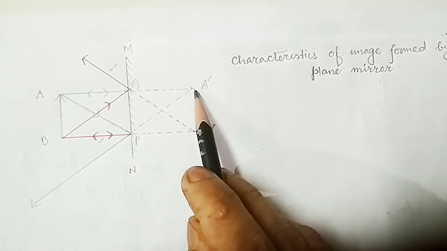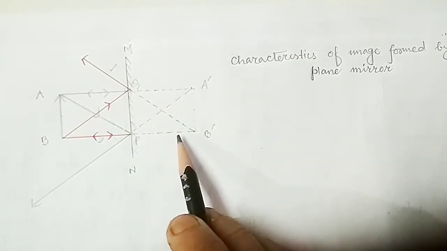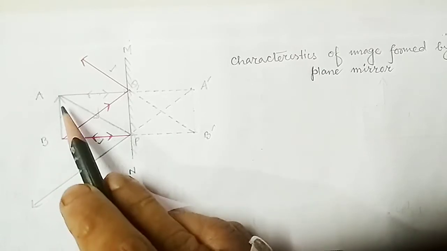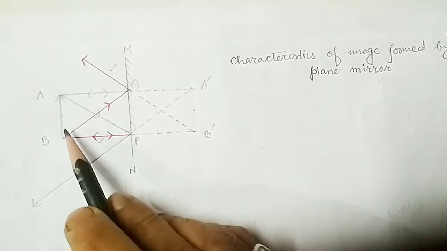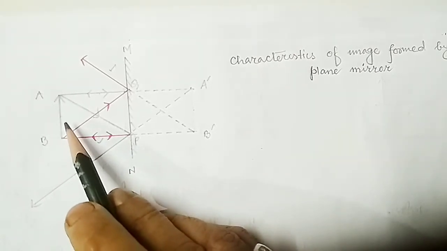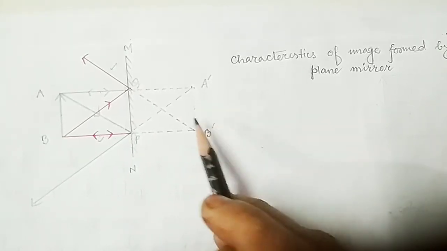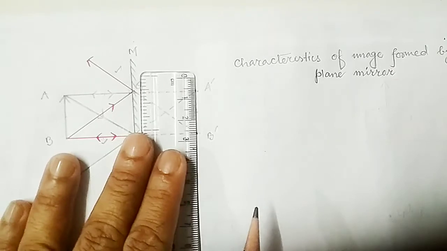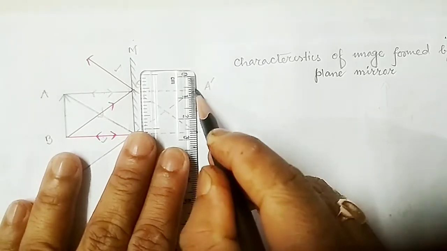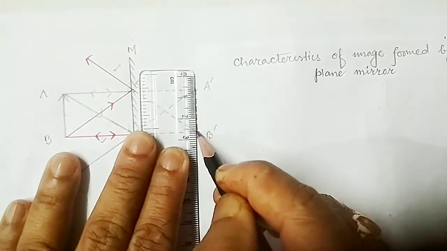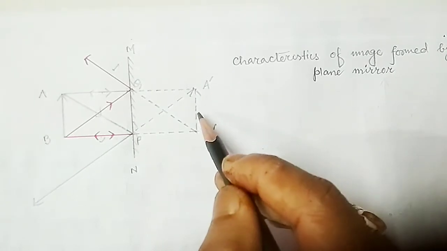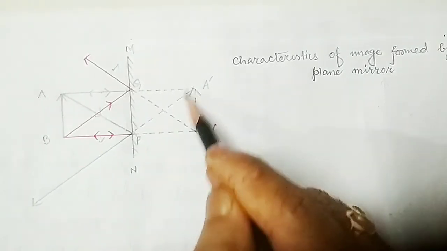So A prime is the image of A and B prime is the image of B. Similarly, from all the points of AB, similar reflection will take place and similar image formation will take place between A prime and B prime. So if I join these two points, we are going to get the virtual image. So this is the virtual image. Here this is the object, this is the image.